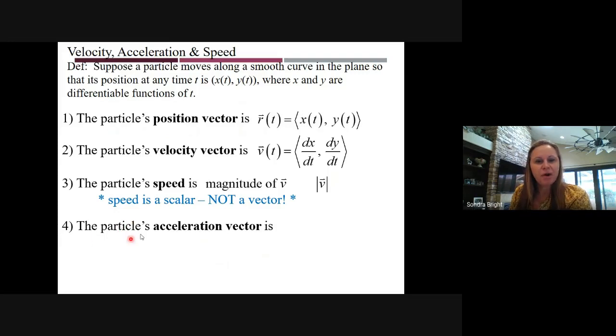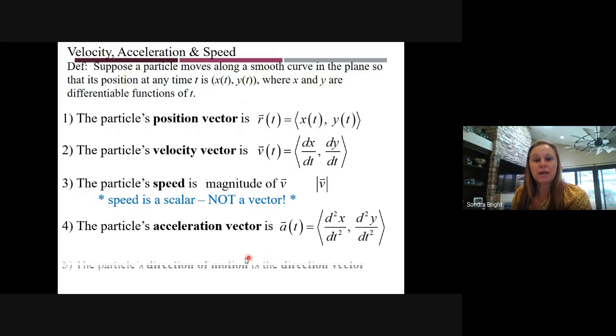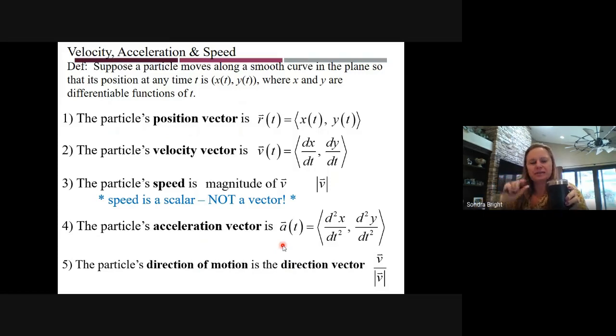All right. The particle's acceleration vector would be the second derivative of your position, or the derivative of velocity, but again, of x with respect to t, and then of y with respect to t. And then the particle's direction of motion is the direction vector, and we can get that from your velocity vector divided by its magnitude, so that you'll just get a unit vector pointing in that direction. The velocity is going to tell you which direction it's going, but when we divide it by its magnitude, it gives us just a unit length.